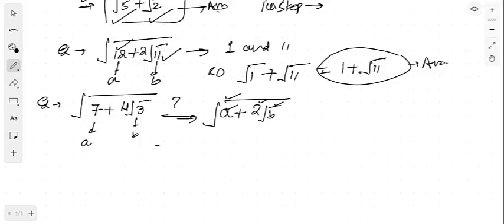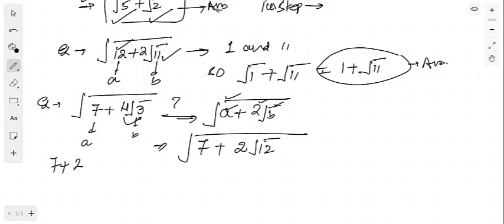To make it in this form, what we'll do is 7 plus, we'll just give this 2 inside. Then when this 2 goes inside the root, it will become 4, and 4 into 3 will be 12, right? So I have taken 2 and sent it inside the root, because square root of 4 is 2. So into 3, I have written here 12.